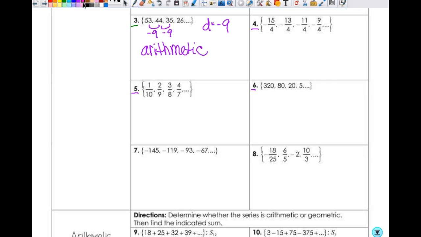No, it's only multiply. It's multiplication. That's it. Multiplying by a fraction.